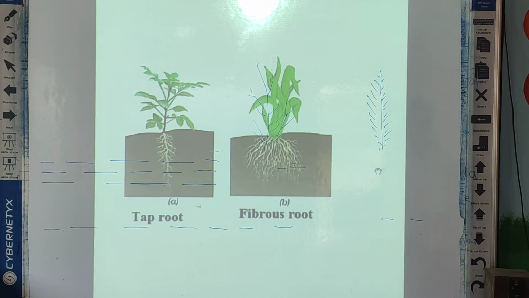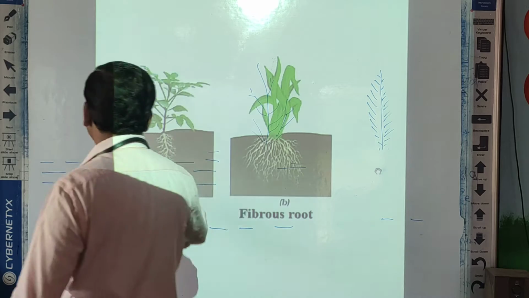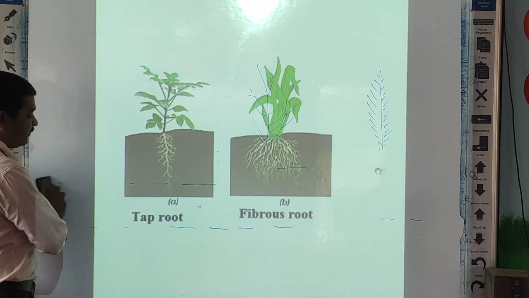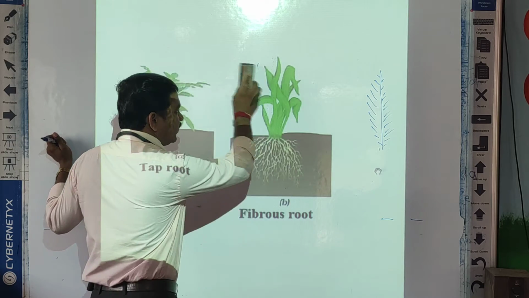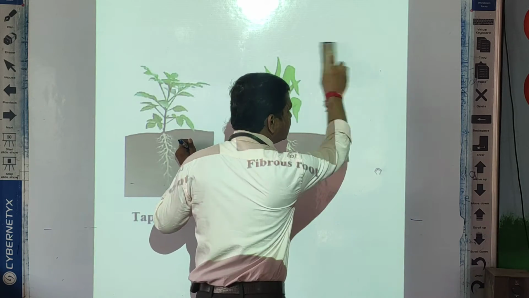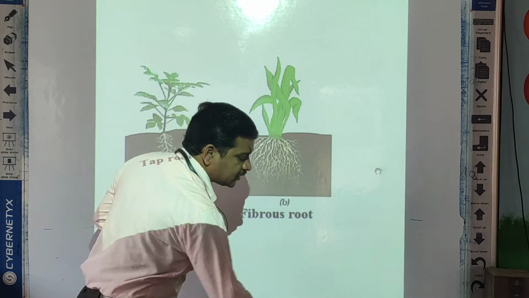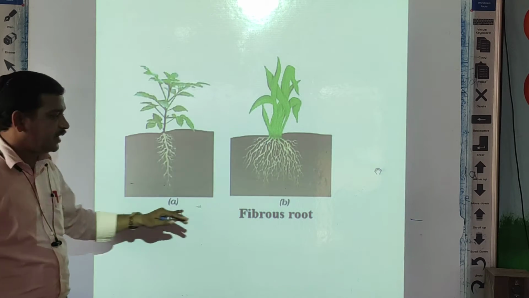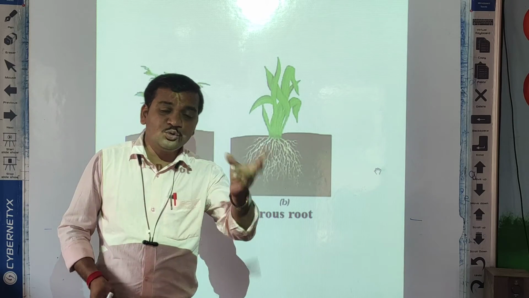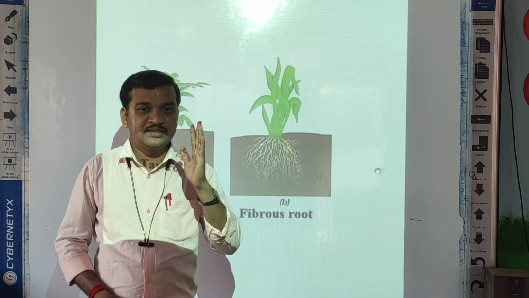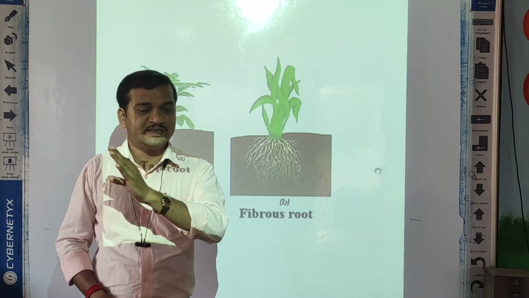Now, what is the relation between the taproot and the venation of a plant? See, this is the taproot system and this is the fibrous root system. It means that the plant has two types of root system: one is fibrous, the second one is taproot.